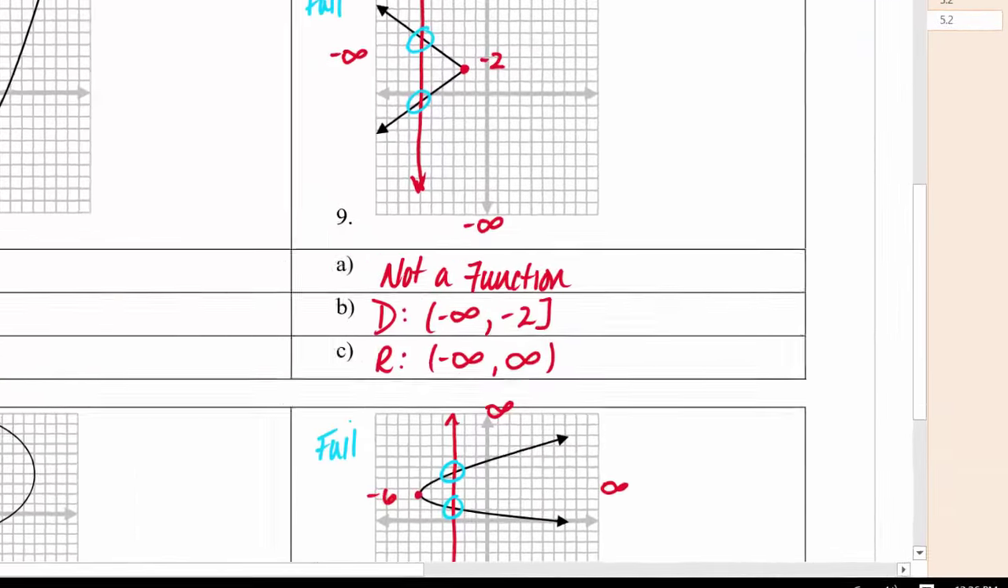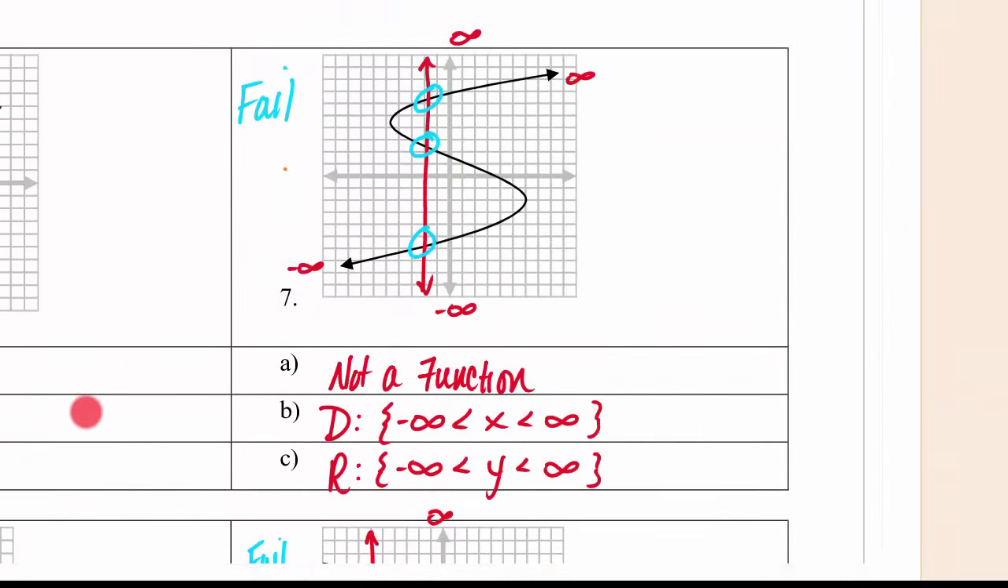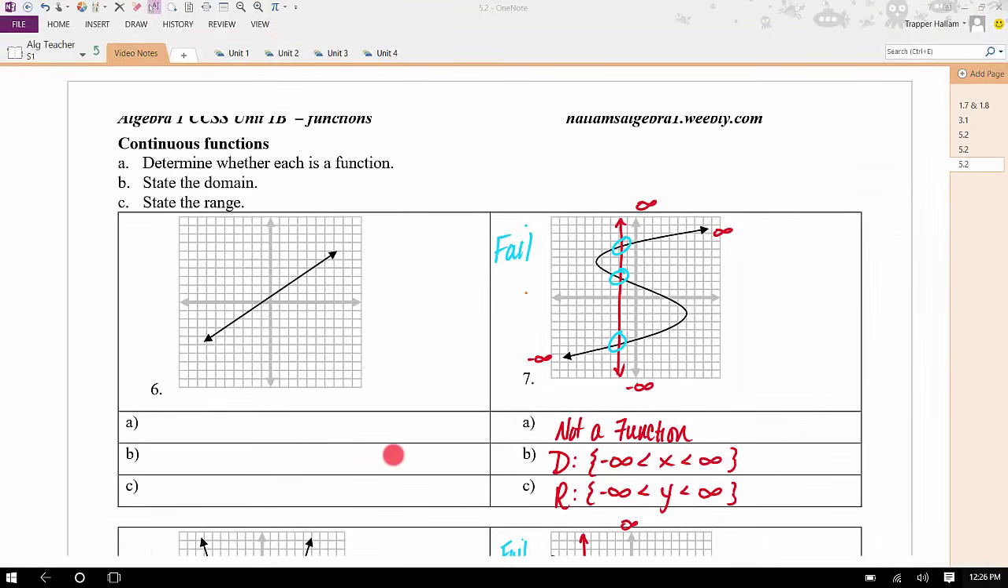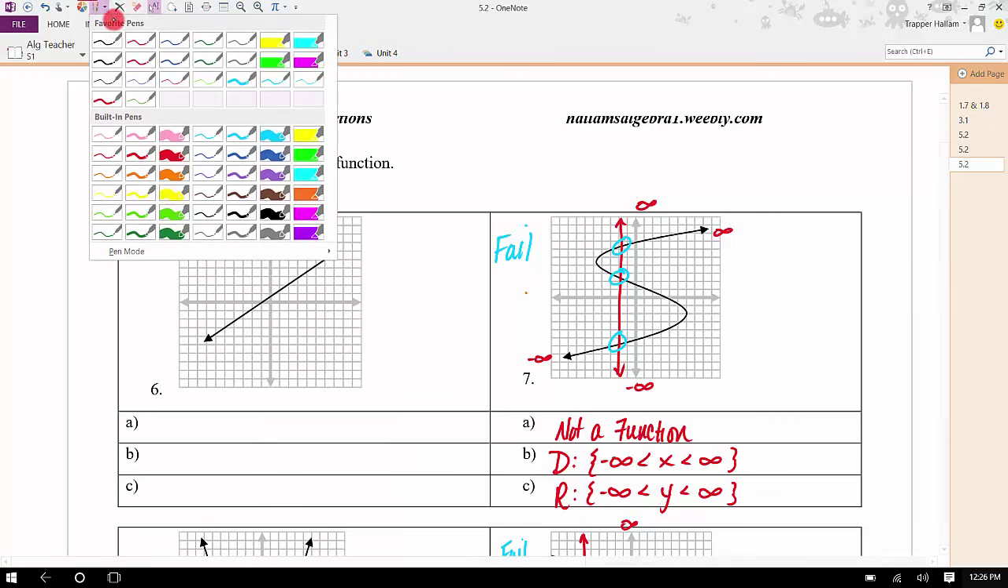Okay, this is a quick little session on the examples from notes 5-2. We're going to talk about the examples on how to determine if it's a function and then write the domain and range in two types of interval form. All right, so ready, looking at example number 6 here. Let me grab a pen and we'll get started right away.